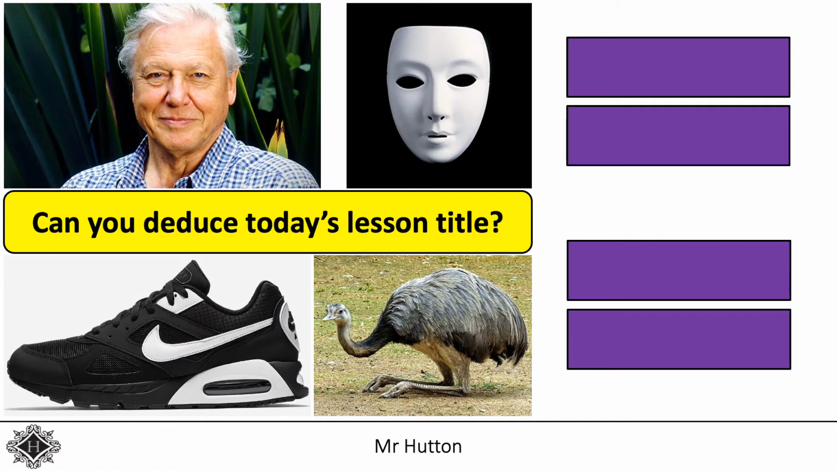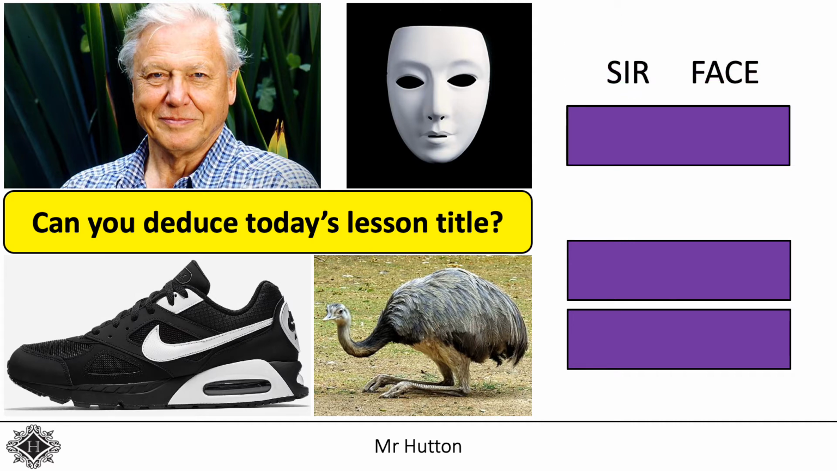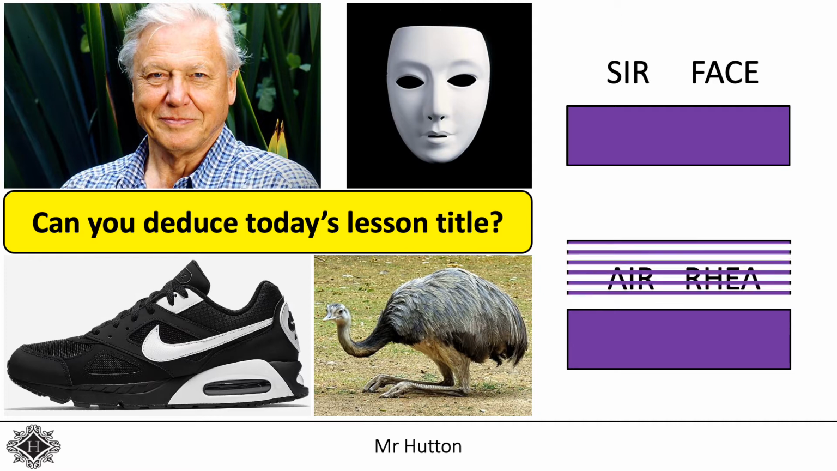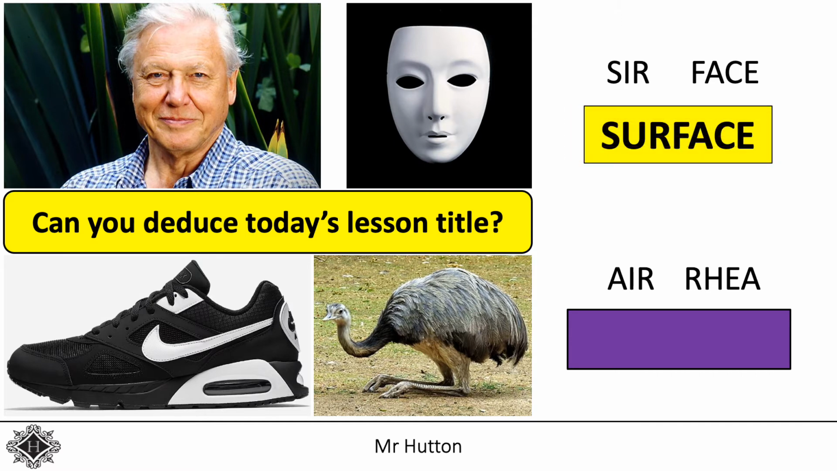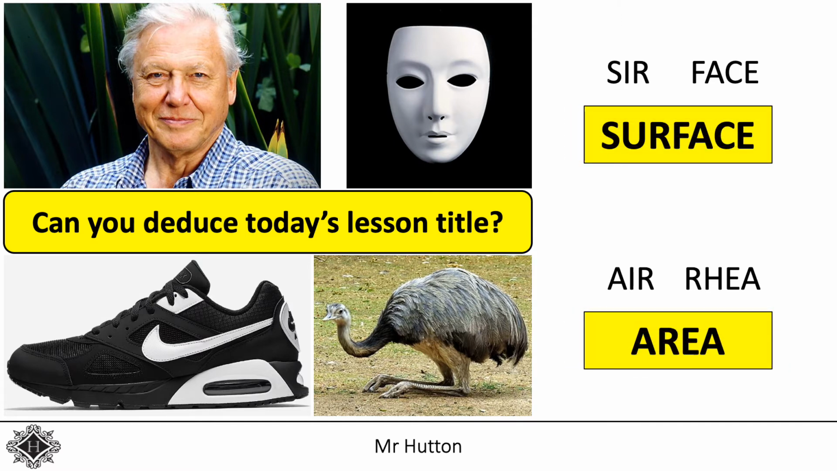Good. So hopefully you've linked all of those pictures. It is quite straightforward, this one. So the Sir David Attenborough there, so Sir, and then there's a face. So Sir and face. And then at the bottom we've got some Nike Air trainers, and then there's a rhea bird. Okay, so when we say those quickly together, surface area. All right, so that's today's lesson, surface area.